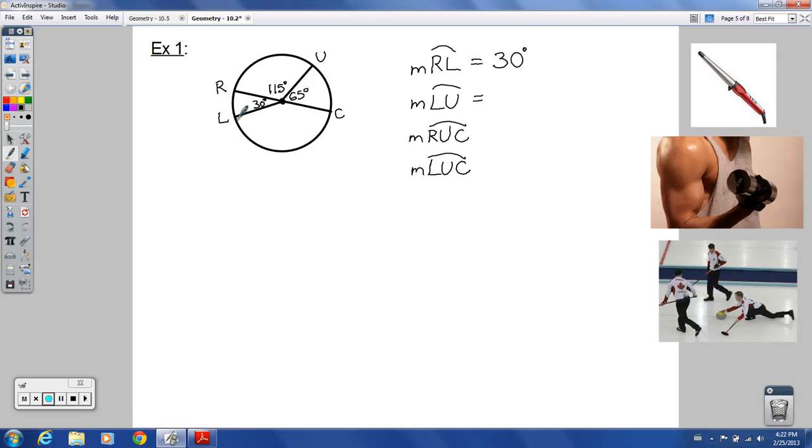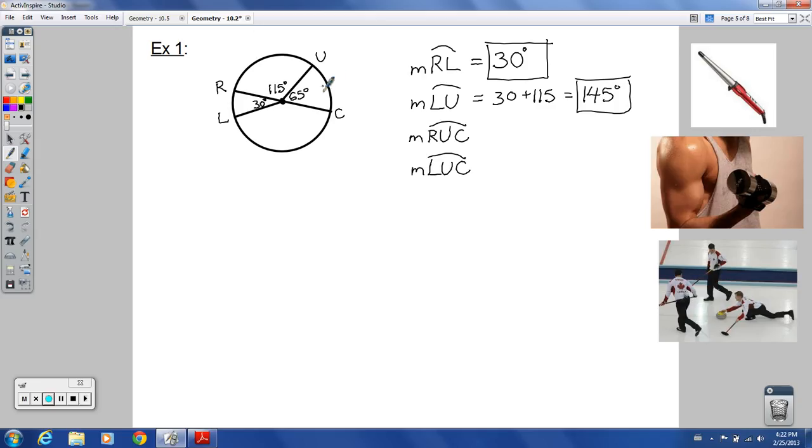LU, now is that going to go this way around or are you going to go this way around? Remember, if it's got two letters, that's the short way. The shortest way possible, if it just has two letters, from L to U would be going this way. So you'd be taking 30 plus 115. That's going to be the whole thing there. 30 plus 115 is 145 degrees. So this is the final answer there. This is the work to get to that answer there.